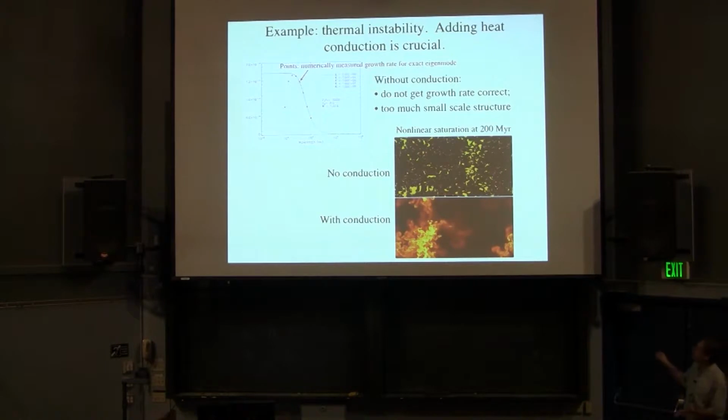So it's very important, when you're doing this thermal instability, that it turns out you can't just add cooling by itself. You really need to put in thermal conduction as well if you're going to not have this grid noise being amplified. So that's an important issue.